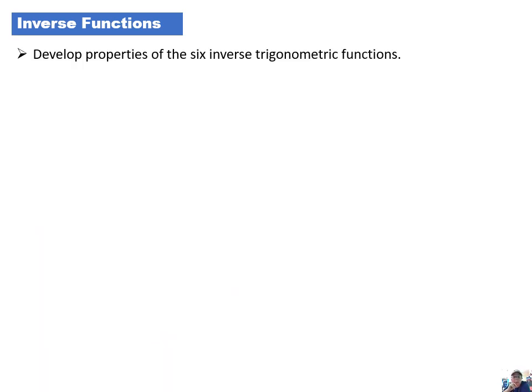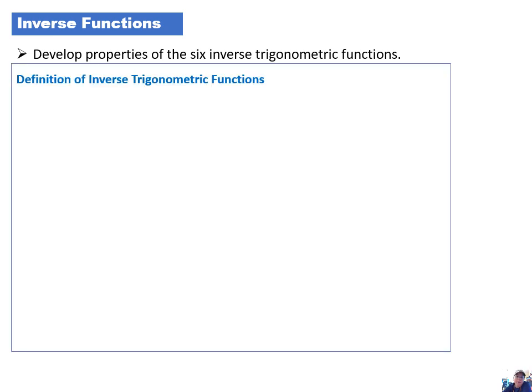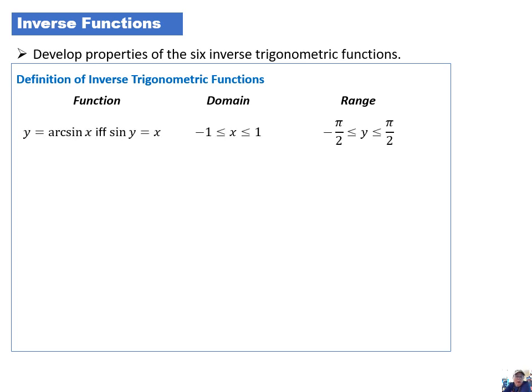Develop properties of the 6 trig functions, inverse trig functions. Definition of inverse trig function. So y equals arc sine of x if and only if sine of y equals x. Its domain goes from -1 to 1, and its range goes from -pi/2 to pi/2.